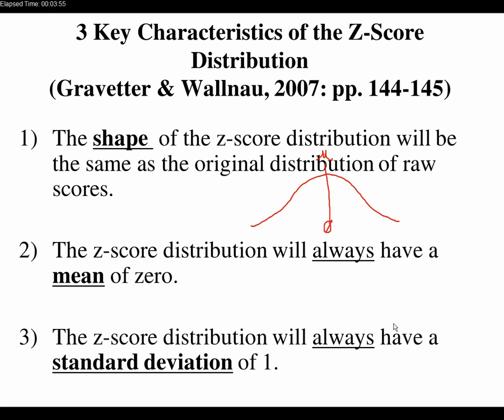Third, the z-score distribution will always have a standard deviation of 1. Well, isn't that easy to work with? And that's why we do these little beggars. The z-score distribution is always going to have a mean of 0, and it's always going to have a standard deviation of 1.